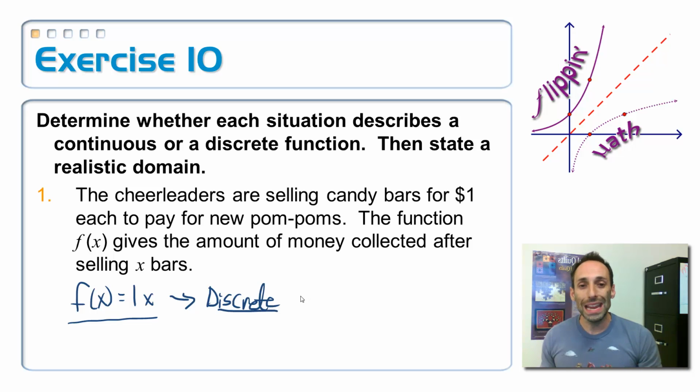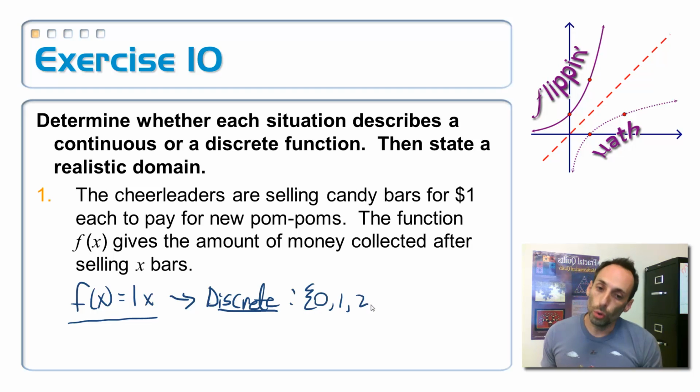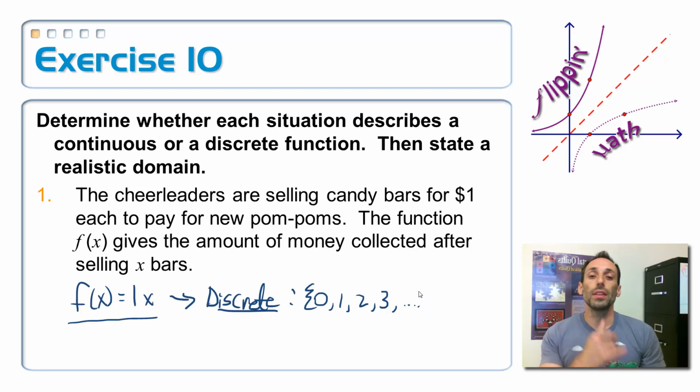And its domain, its reasonable domain, even though if I just had that as an equation, I'd go, hey, that's all real numbers. For this situation, I could sell no candy bars, 1 candy bar, 2 candy bars. I'm just basically saying the whole numbers, right? And I might go dot, dot, dot, and I could leave it like that, but then I'm saying, hey, I could sell like infinite number of candy bars. So you might cap it off here.